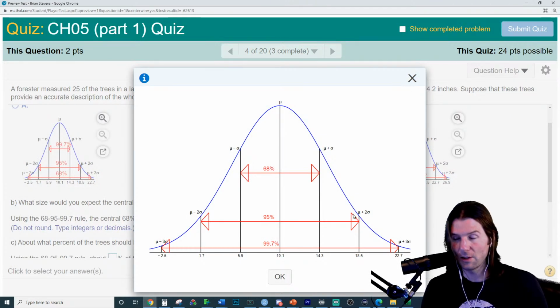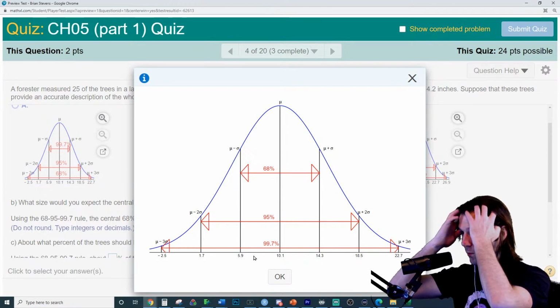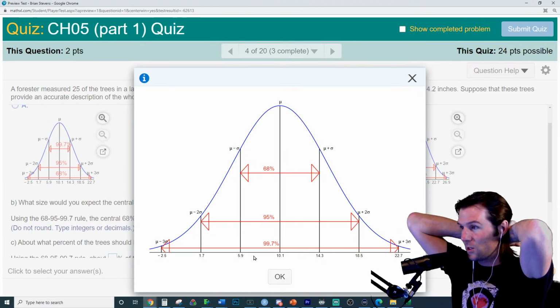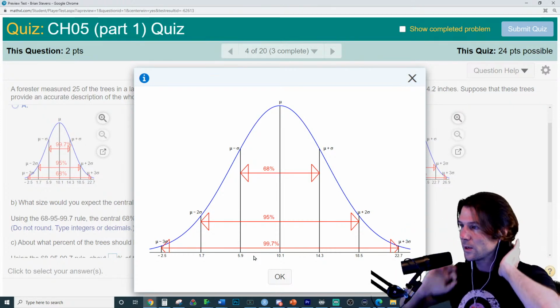So 5.9 inches has a z-score of what? What is the z-score of 5.9?